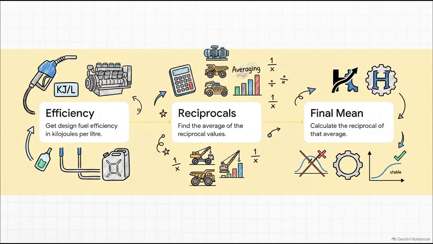Now, this isn't just complex math for the fun of it. Using the harmonic mean is absolutely vital because it ensures we accurately capture the average amount of fuel needed by each generator to produce a given amount of power. If you just used a simple arithmetic mean, highly inefficient outliers would totally skew the overall data. The harmonic mean gives us the true, unskewed picture of the fleet's performance.